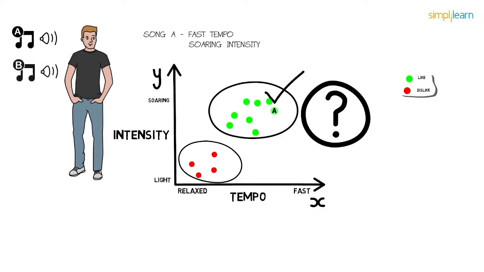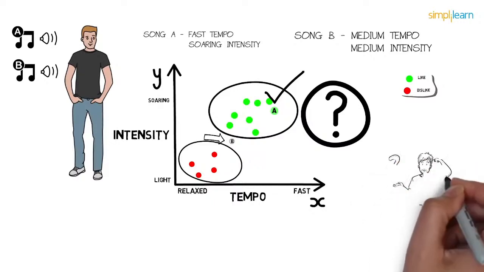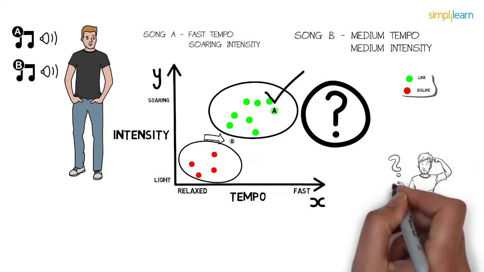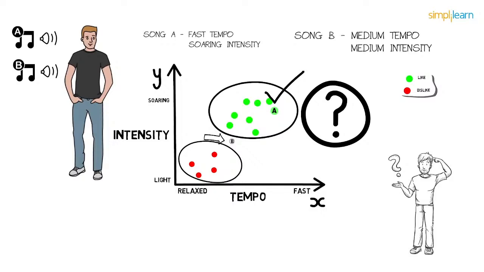Let's say now Paul listens to a new song. Let's label it as Song B. So Song B lies somewhere here with medium tempo and medium intensity. Neither relaxed nor fast, neither light nor soaring. Now can you guess whether Paul likes it or not? Not able to guess whether Paul will like it or dislike it? Are the choices unclear? Correct. We could easily classify Song A.